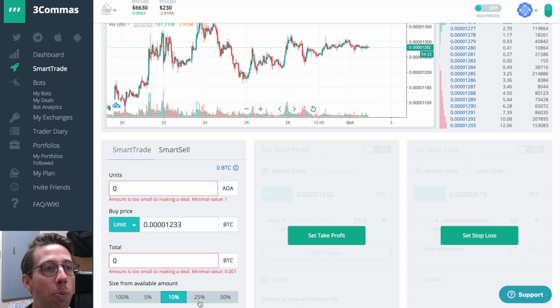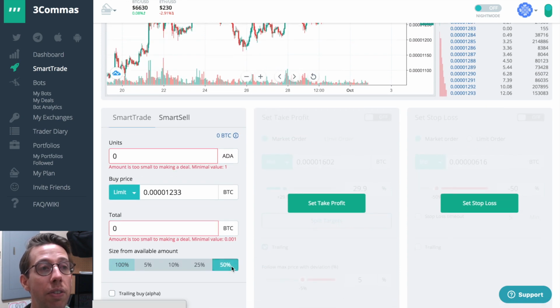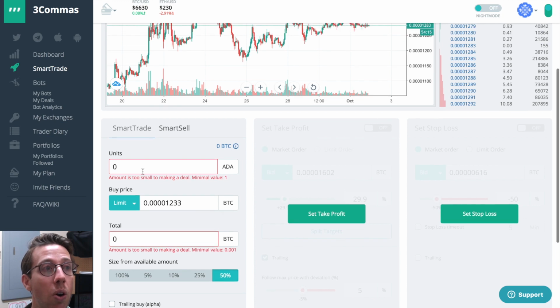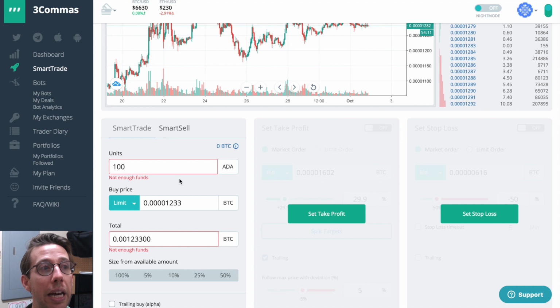Then I can choose how much of my deposit I want to use: 100% of my deposit, 50% of my BTC holdings, or I could choose, well, I just want to buy 100 ADA, and it'll tell me how much that's worth at this price.